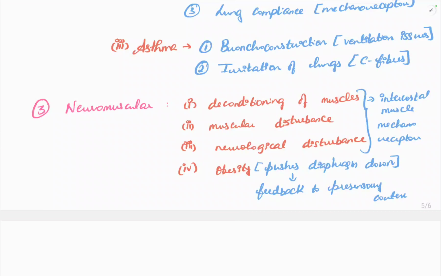And finally, coming to obesity. Obesity is going to push the diaphragm down. This is going to send the feedback signal that we saw earlier, a feedback signal to the presensory cortex from the diaphragm, right? So that is going to send a signal that there is respiratory effort.